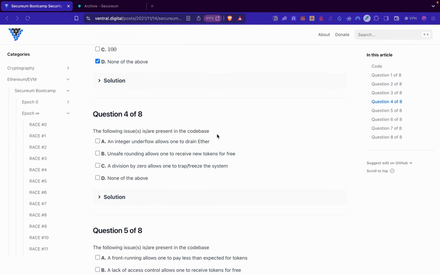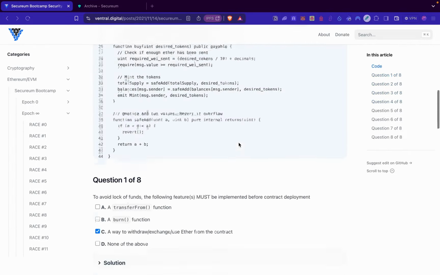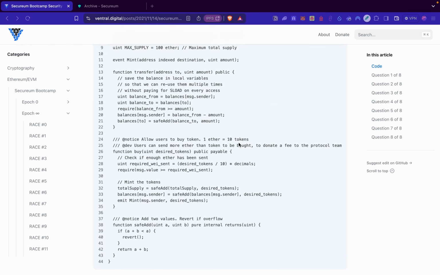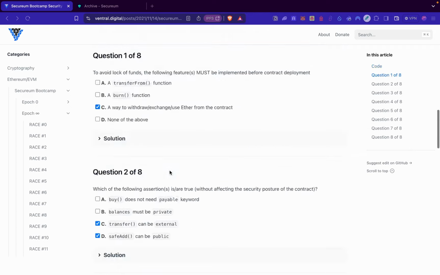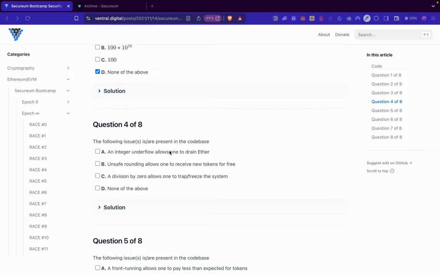Next, the fourth question. The following issues are present in the code base. A. An integer underflow allows one to drain ether. So there are two aspects to this option. First, you should be allowed to draw ether from this contract. And second, in that logic, some math calculation has to go wrong for an integer underflow to occur. Now, we cannot really draw ether from this contract. Our first question was about that. So this is not going to happen. So this is false.